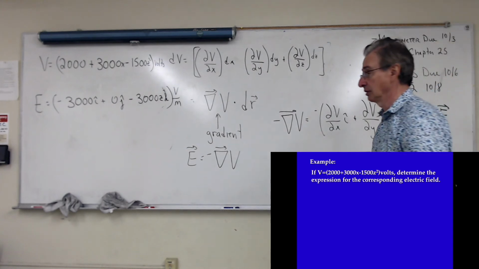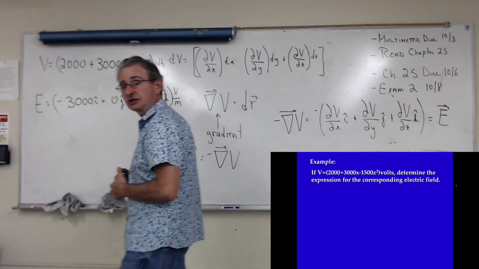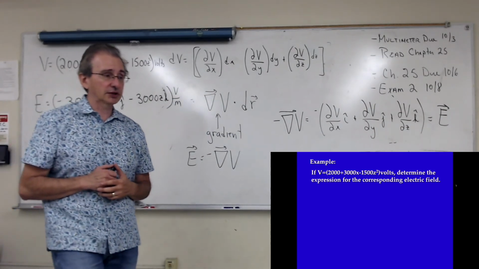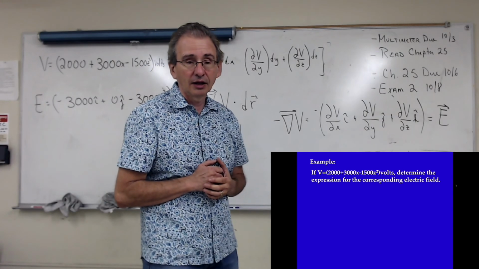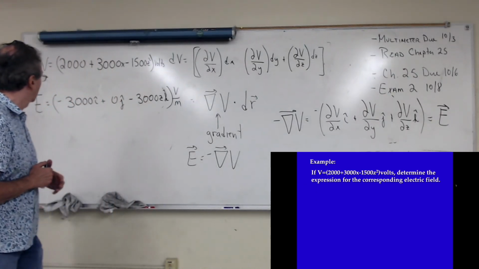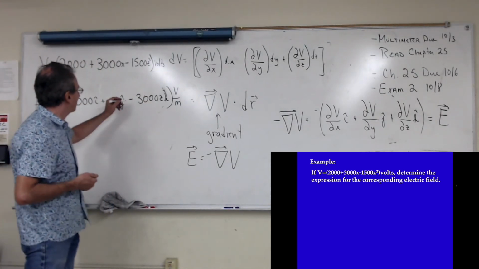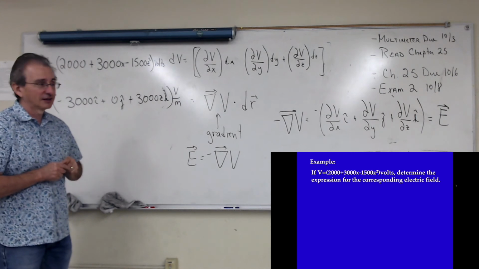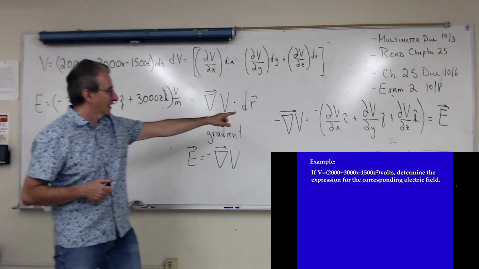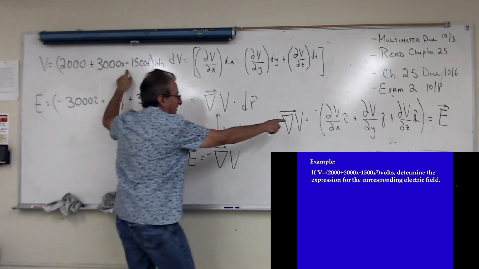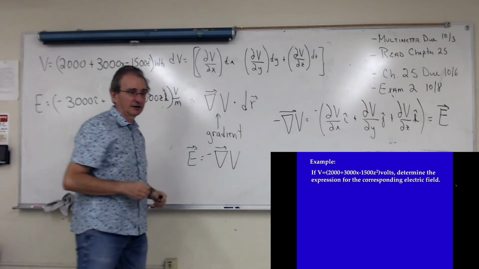That shows you the relationship between electric field and potential. Is that a negative 3,000 on the i hat and a negative 3,000 z on the k hat? That's going to be a positive. Thank you. Okay, perfect. Thank you. I was a little confused about that. There's a negative here and a negative there, right? Thank you.